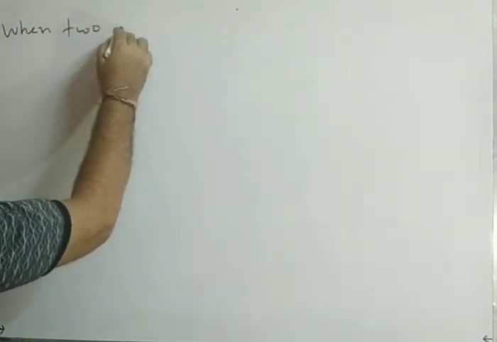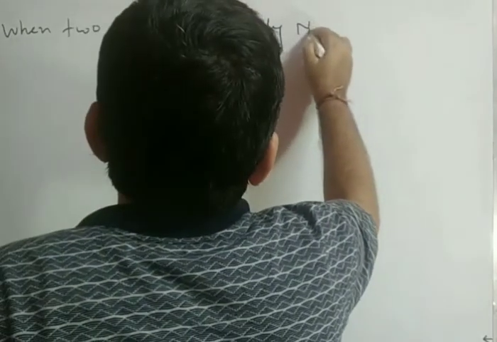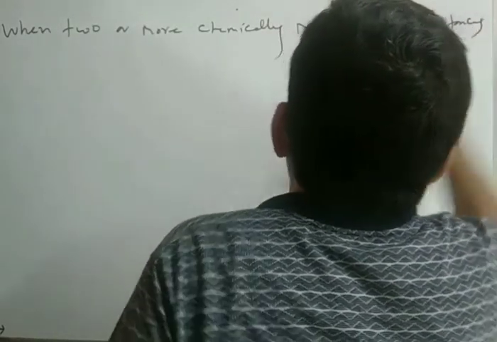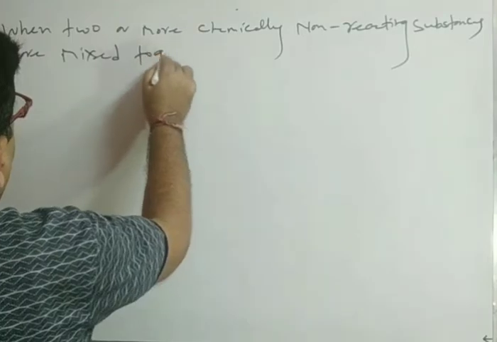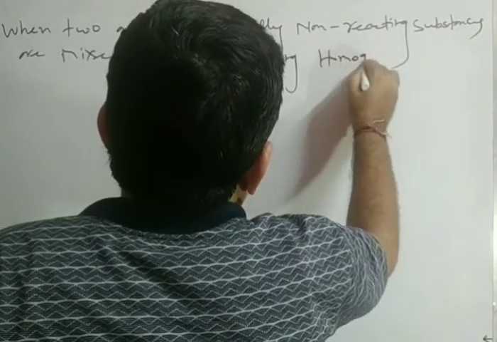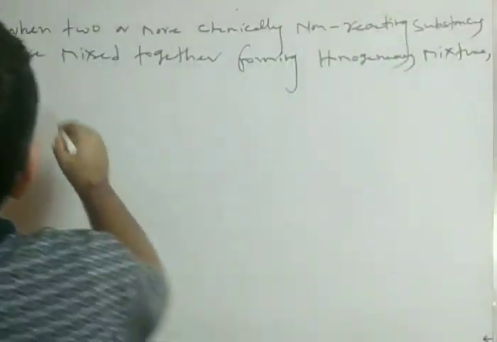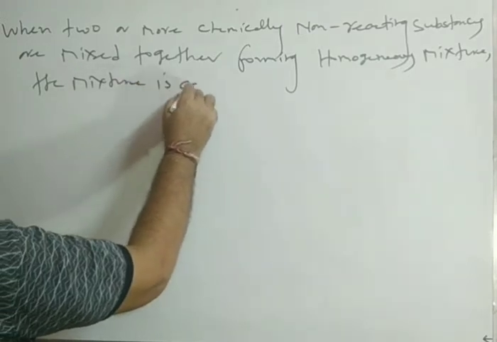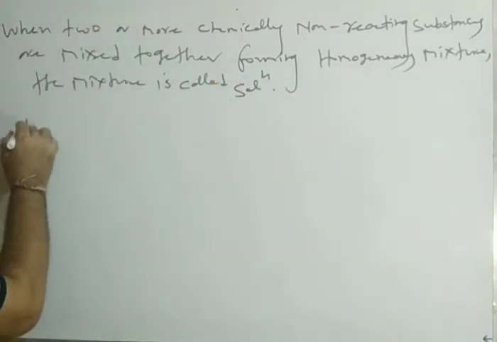When two or more chemically non-reacting substances are mixed together, forming a homogeneous mixture, the mixture is called a solution. Some important points regarding solutions.